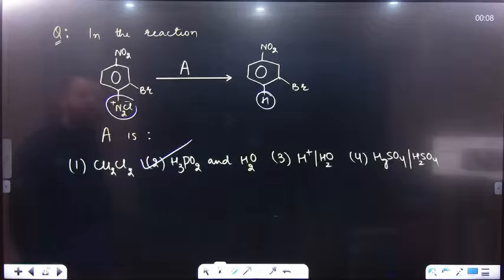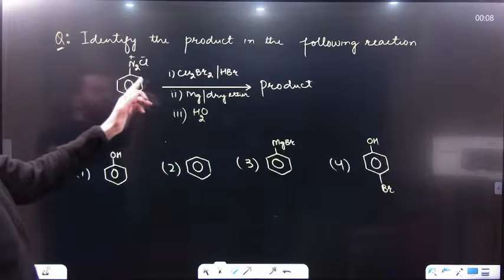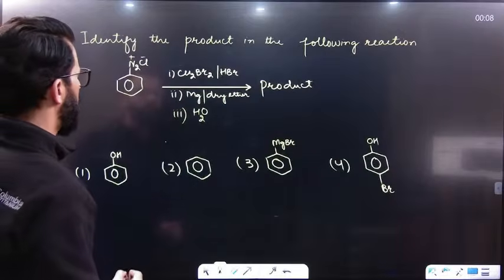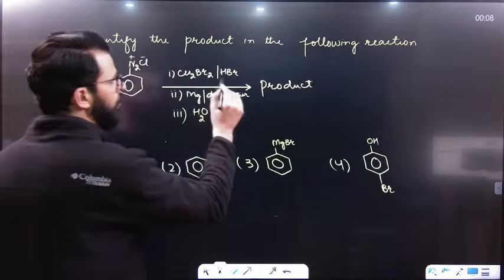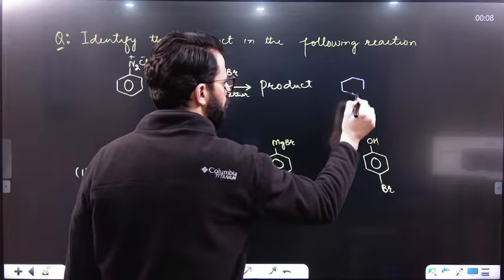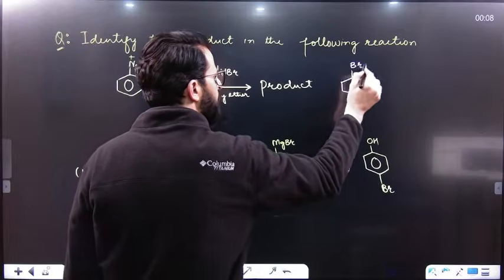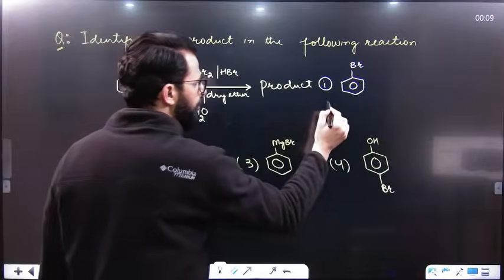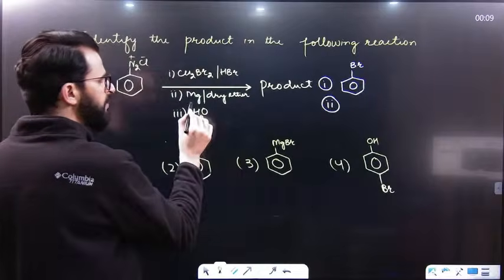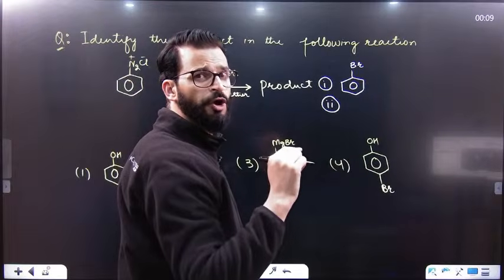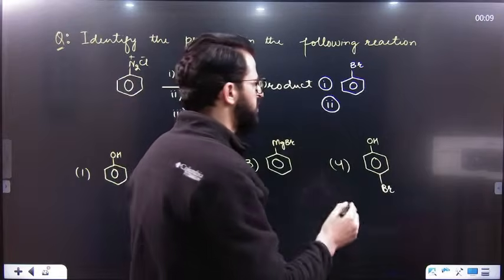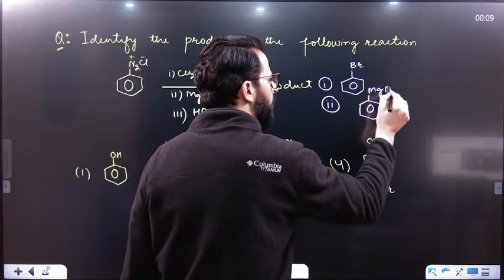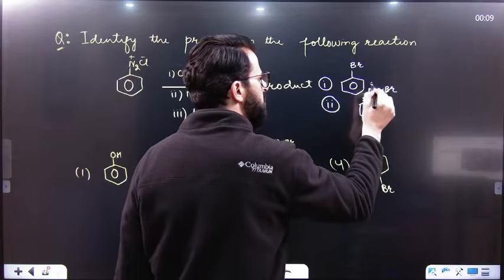After that, next is benzene diazonium chloride on treatment with Cu2Br2. That means it is the Sandmeyer reaction. So first of all, it will result in the formation of bromobenzene. First product will be bromobenzene. Second, bromobenzene on treatment with magnesium. Whenever you have a C-X bond, magnesium will be incorporated between C and X. That means it will result in the formation of Grignard's reagent, phenylmagnesium bromide. So this has a negative charge, this has a positive charge.